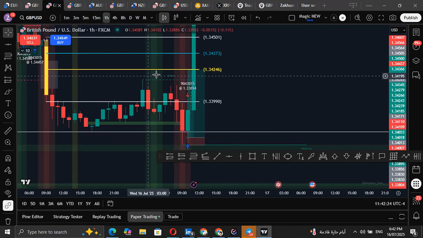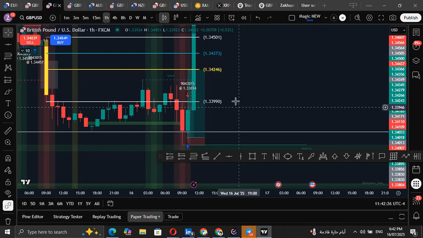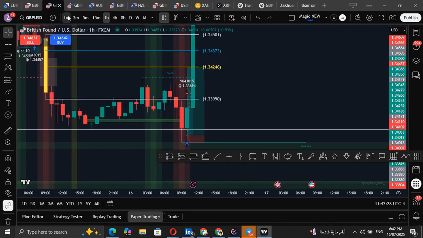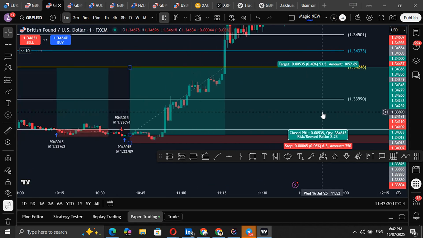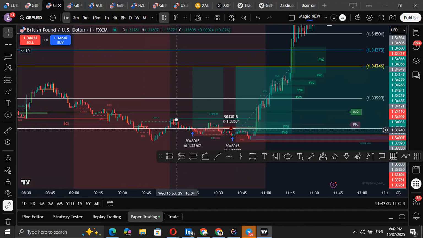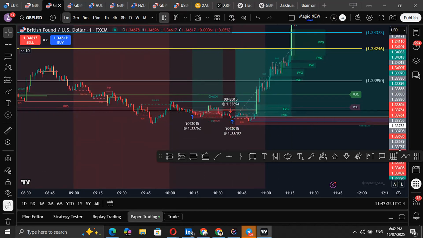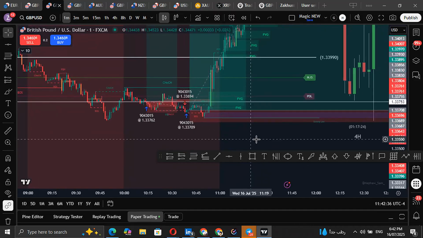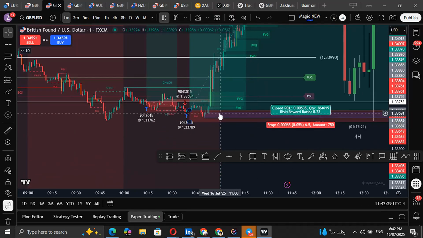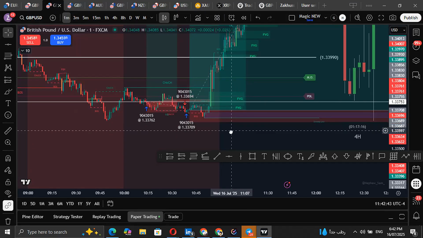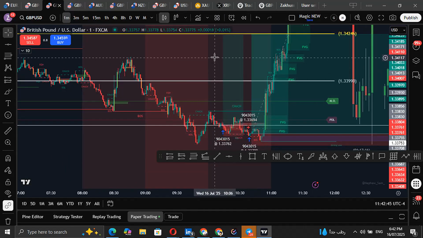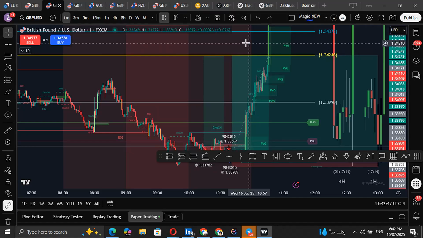So initially nothing was going on, and then during the New York session we entered quite nicely. Again, this incurred a loss as well, and so we had to go down a little bit more and then take this trade with a stop loss of 6.5 and then aiming for the 50% level.